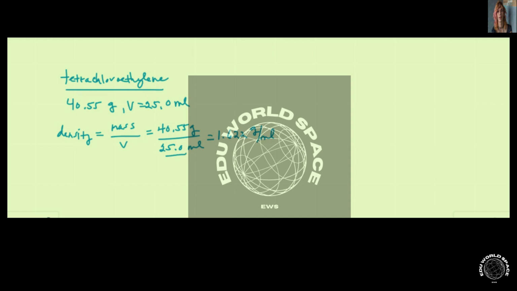Notice we just have three significant figures that we're limited to because of the volume measurement. There are four significant figures in the mass, but only three significant figures in the volume. So we would have to round this answer to three significant figures, at 1.62 grams per milliliter. And that would be the density then of the tetrachloroethylene.